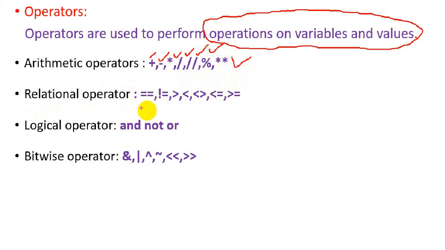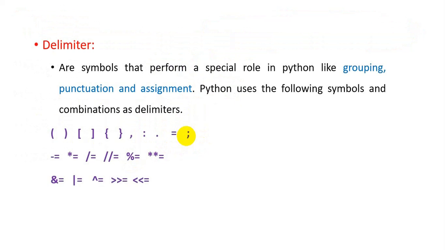So relational operators are equal to, not equal to, greater than, less than, less than or equal to, and greater than or equal to. Logical operators are and, not, and or. Bitwise operators are bitwise and, bitwise or, bitwise XOR, complement operator, left shift, and right shift. So these are all the operators in Python.